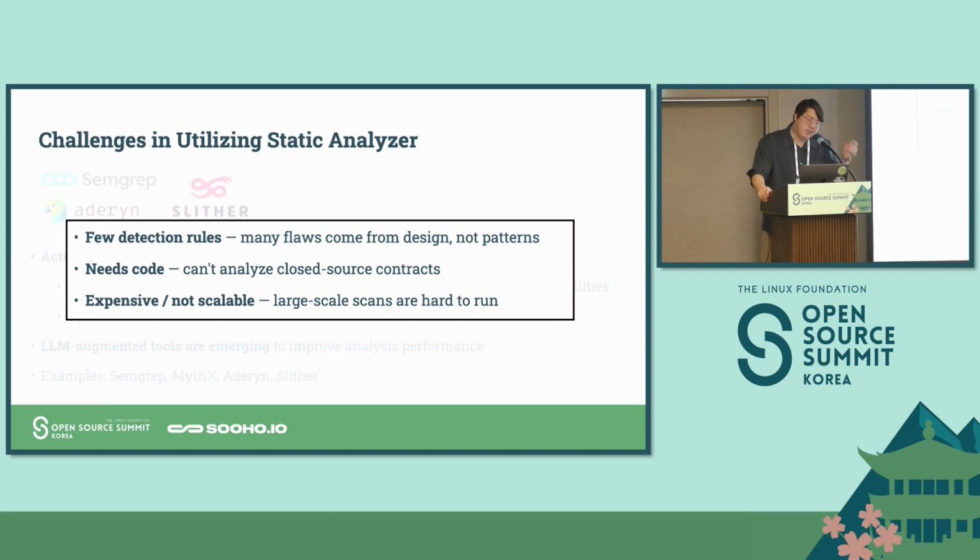Another challenge is that they need code. In most cases, these tools require access to the full source code. They need to build or pseudo-execute it, which isn't always available for on-chain contracts. And finally, analysis is usually costly. Analysis at scale is very costly, both in computation and time, making large-scale on-chain scanning difficult to perform efficiently.